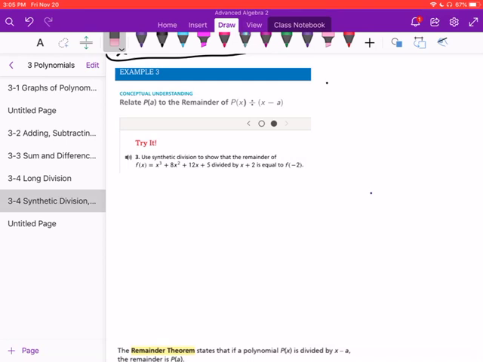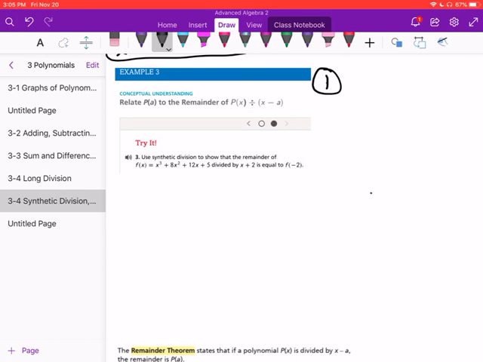Now, we are going to relate the value of p of a to the remainder of p of x divided by x minus a. So we're asked to do two things in example 3. The first thing that we're asked to do is to show that the remainder of f of x divided by x plus 2 is equal to f of negative 2.